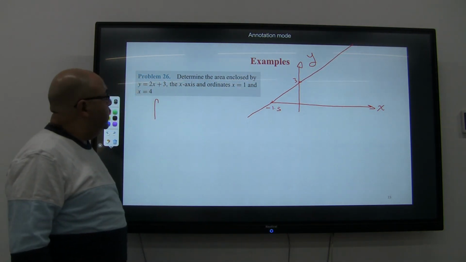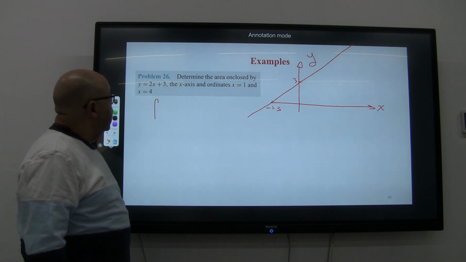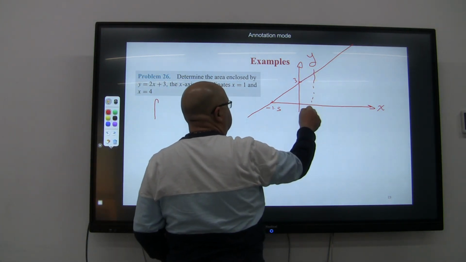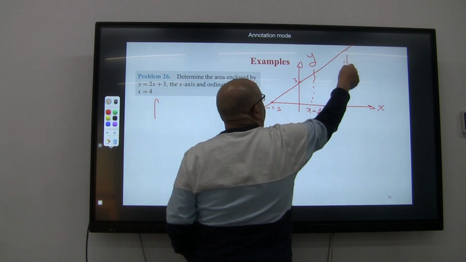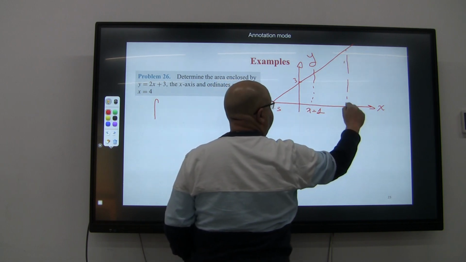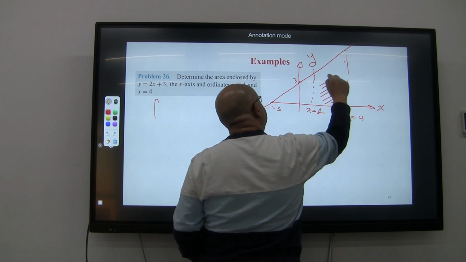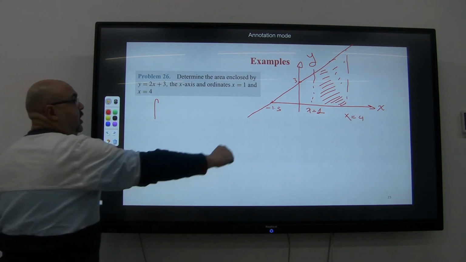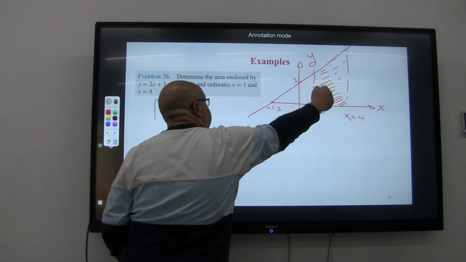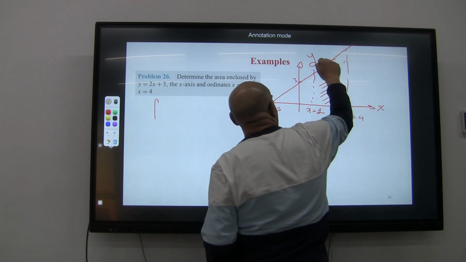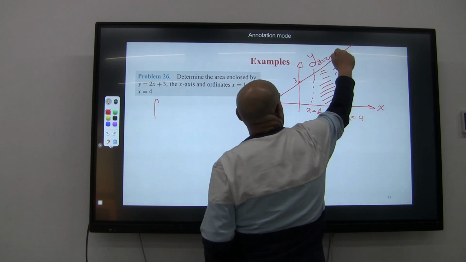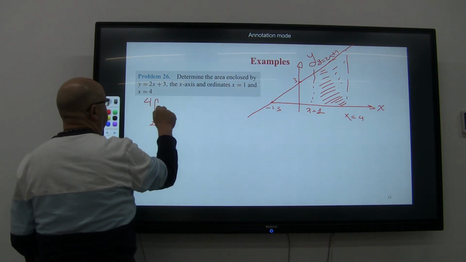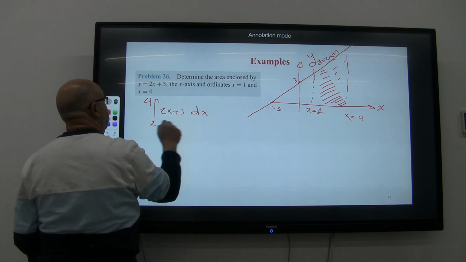You want to find the area between this straight line and the x-axis, starting from x equal to 1 up to x equal to 4. So actually we are seeking this area. What's the curve that you are seeking to get the area beneath it down to the x-axis? It's y equal to 2x plus 3. So all I have to do is integrate from 1 to 4 for 2x plus 3 dx.